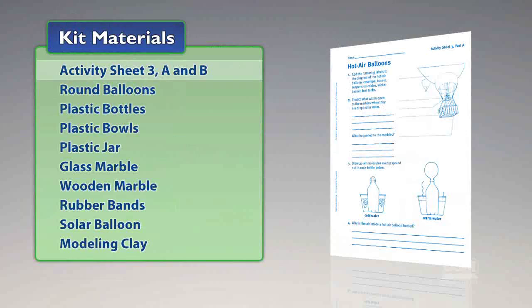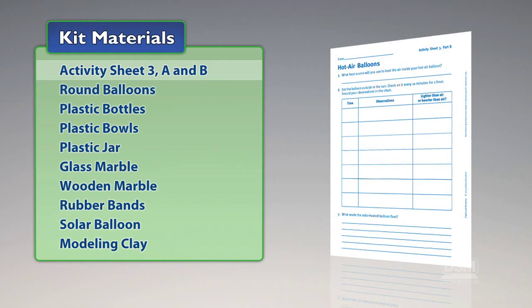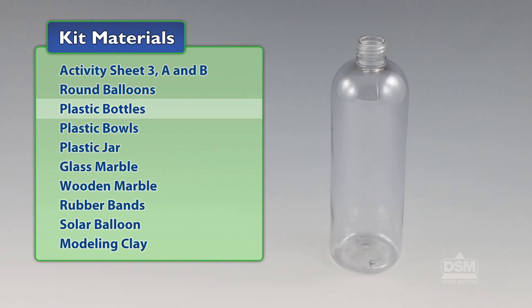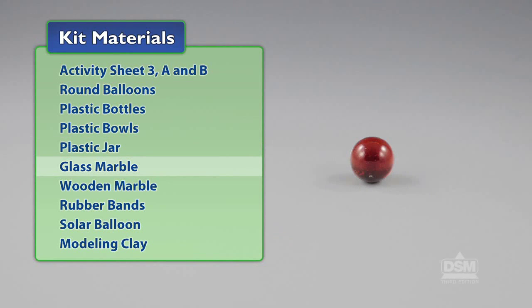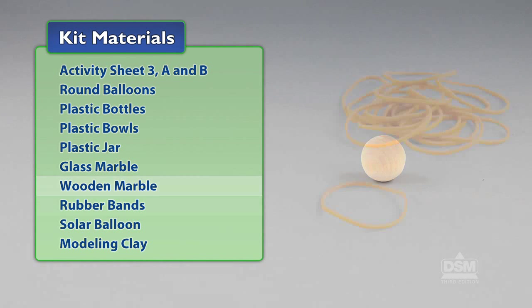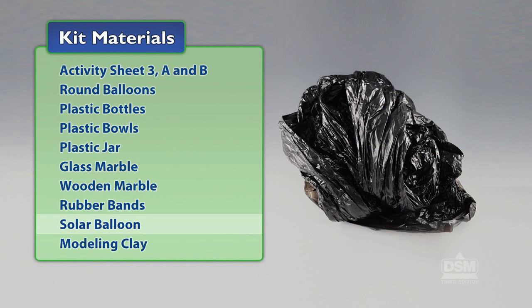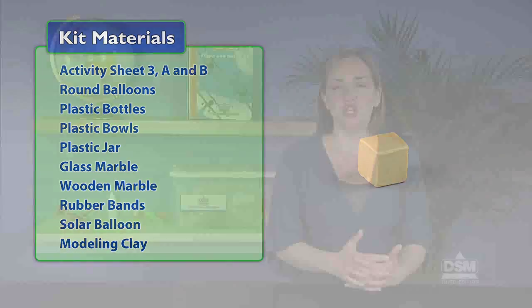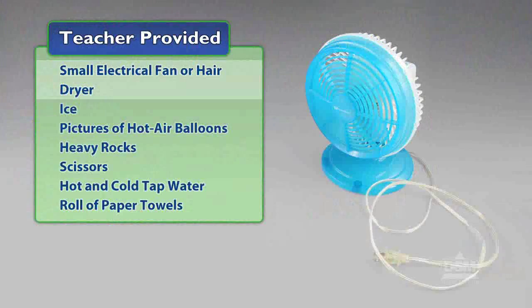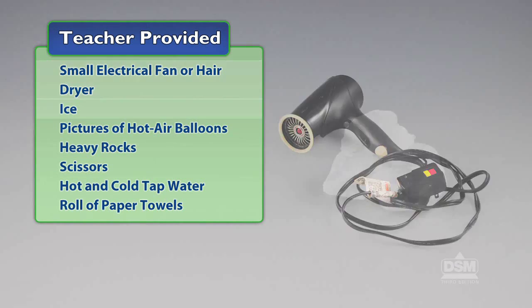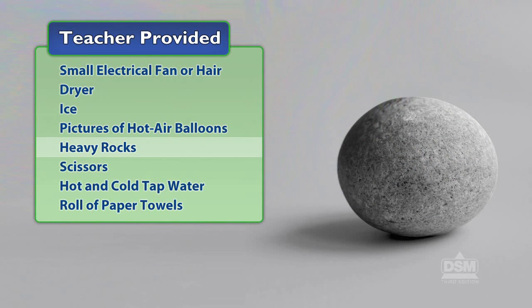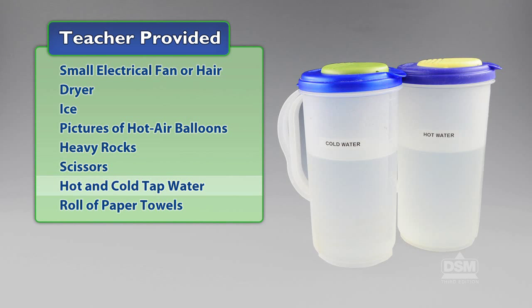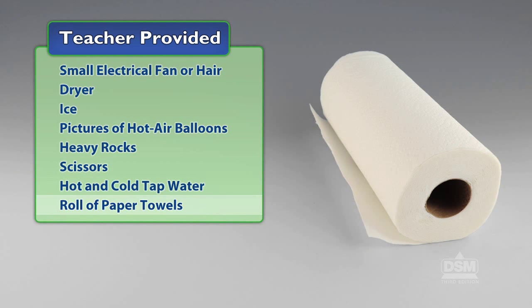You will need the following material from the kit: Activity Sheet 3, Parts A and B, round balloons, a plastic bottle, plastic bowls, a plastic jar, a glass marble, a wooden marble, rubber bands, a solar balloon, and modeling clay. You will also need to provide a small electrical fan or hairdryer, ice, pictures of hot air balloons, a heavy rock, scissors, hot and cold tap water, and a roll of paper towels.